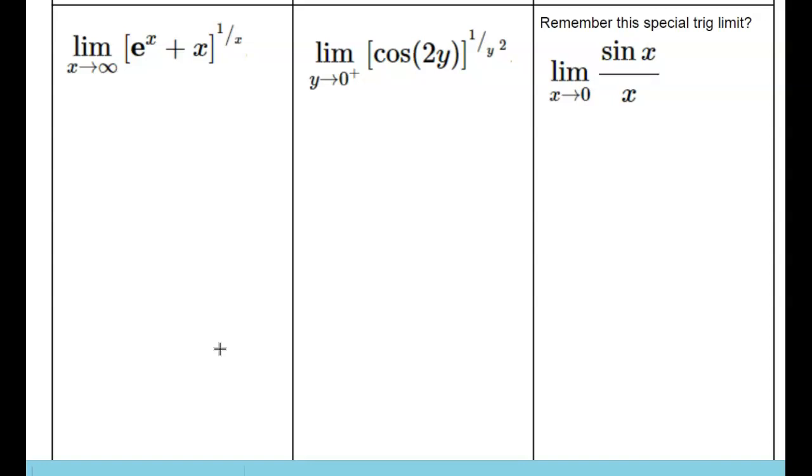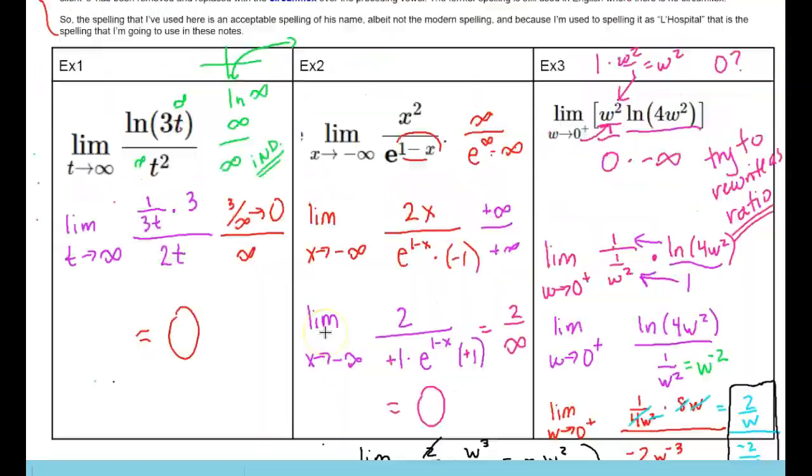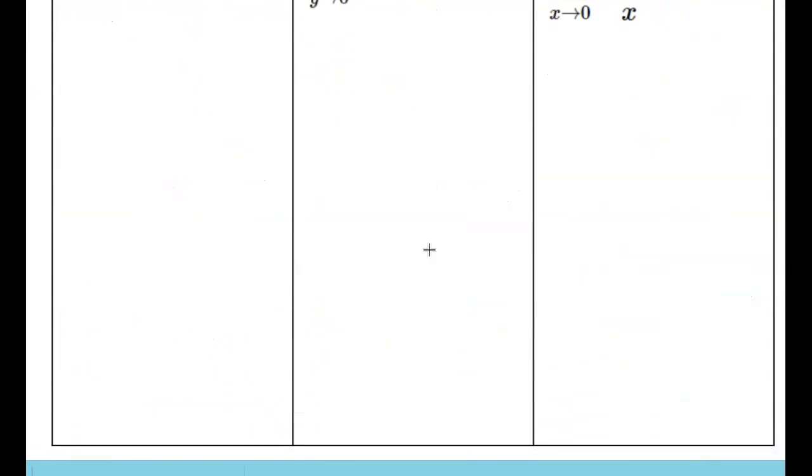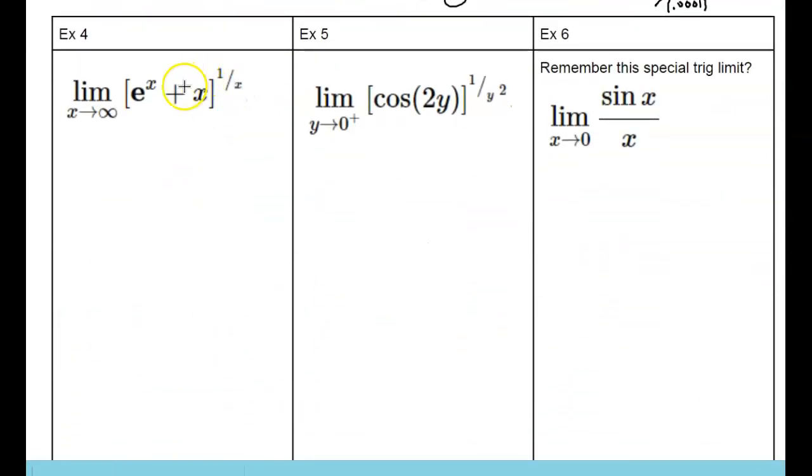All right, so what happens is, if I did infinity, I have e to the infinity plus infinity all over 1 to the infinity. And so this becomes infinity to the 0 power. And if we go back up here and look, infinity to the 0 power is indeterminate. So both of these, example 4 and 5, are kind of in the same situation.